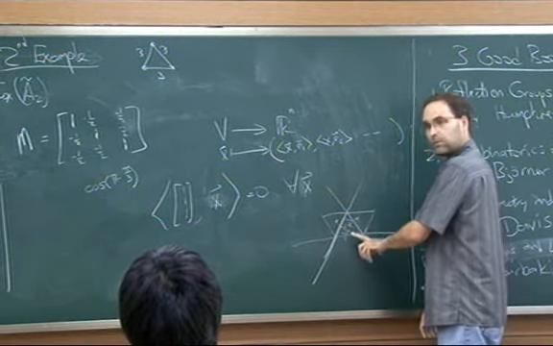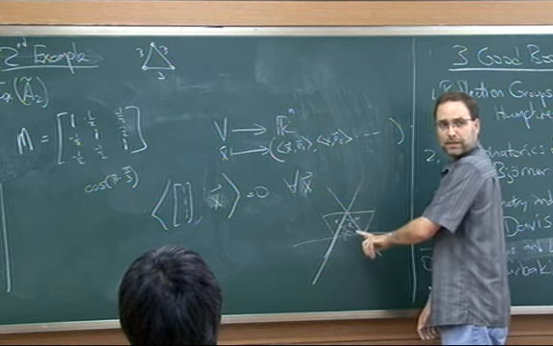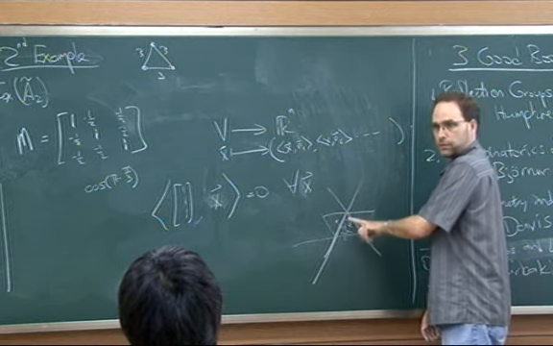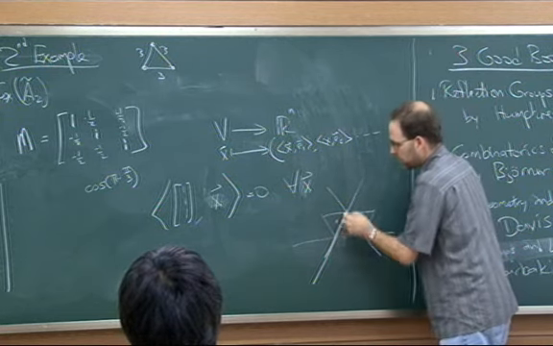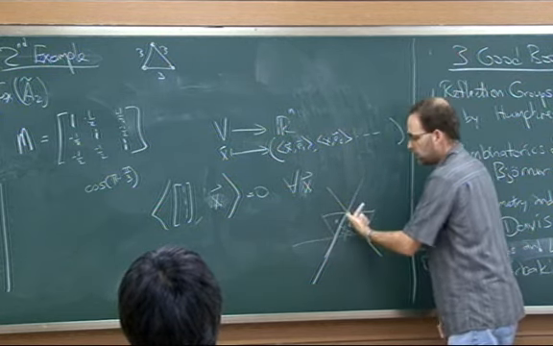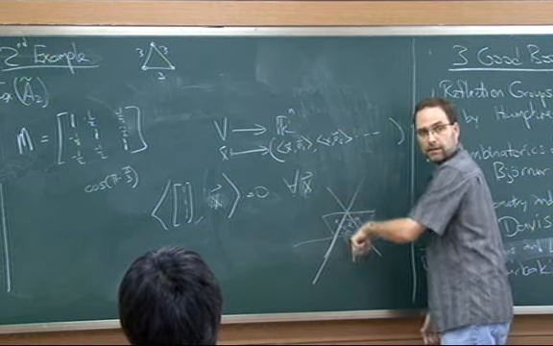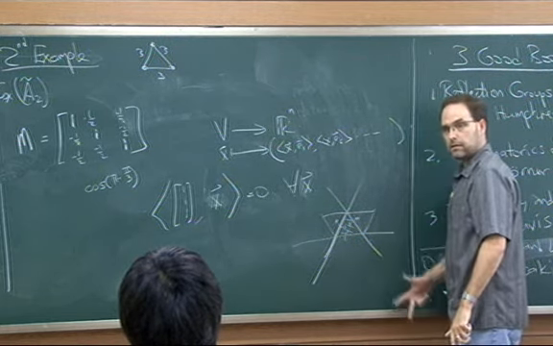But what about the normal vectors? What can you tell me about the normal vectors here? The roots. When you look at the roots, the vector perpendicular to this line, the vector perpendicular to this line, the vector perpendicular to that line, what do you see?